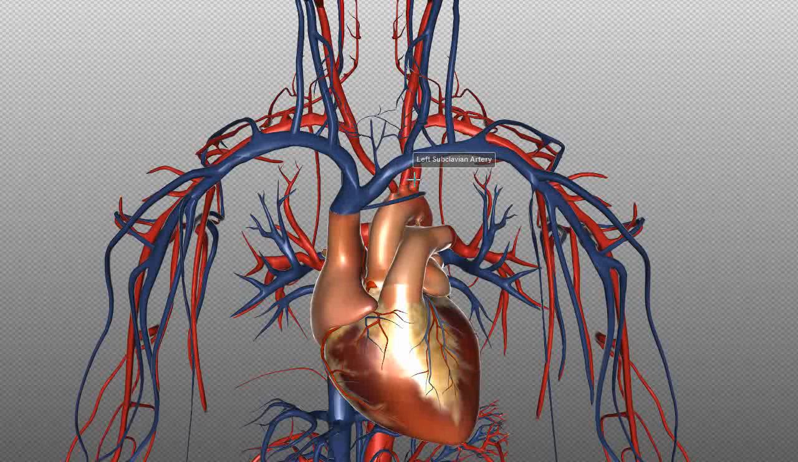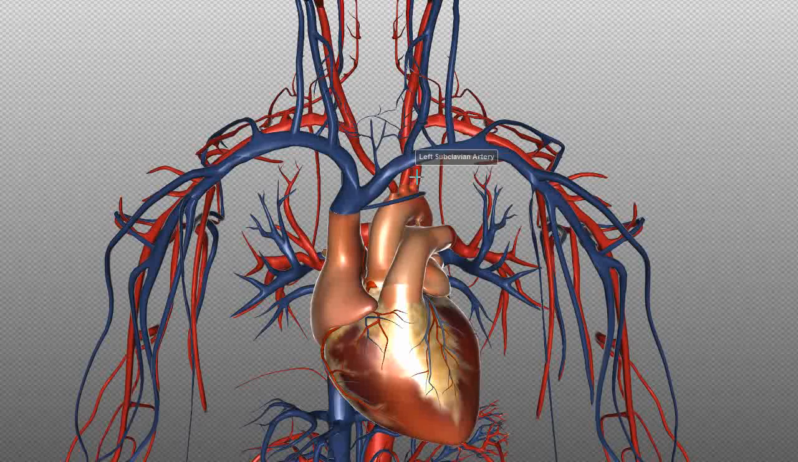So the subclavian arteries arch off to supply the arm. The carotid arteries go up to the head to supply the head, neck and brain. So the brachiocephalic trunk splits into 2. It splits off into the right subclavian and the right common carotid artery. Here you've got the left common carotid and finally you've got the left subclavian artery.